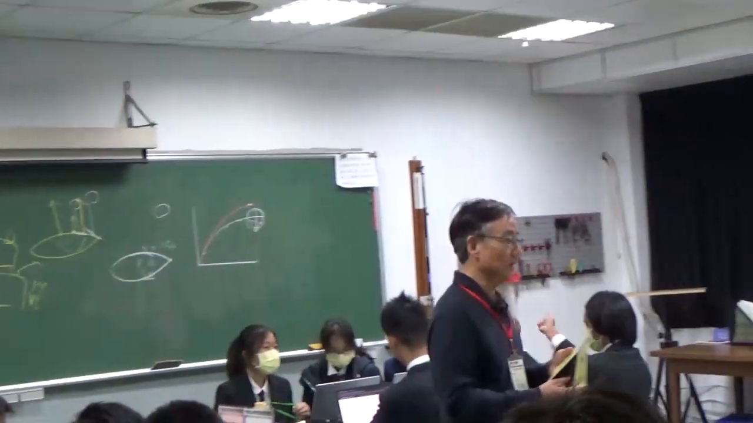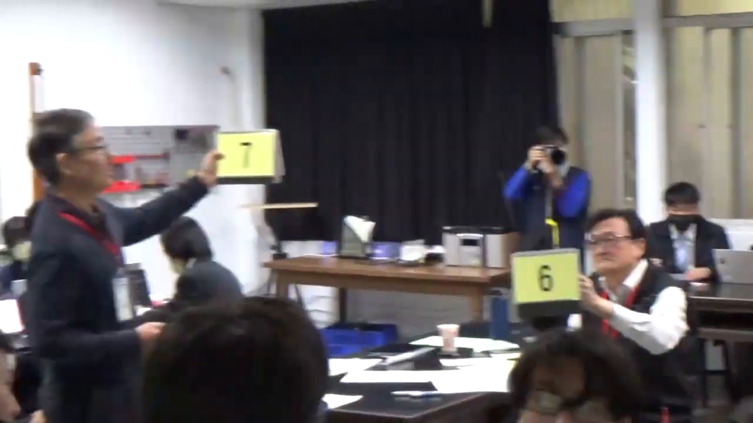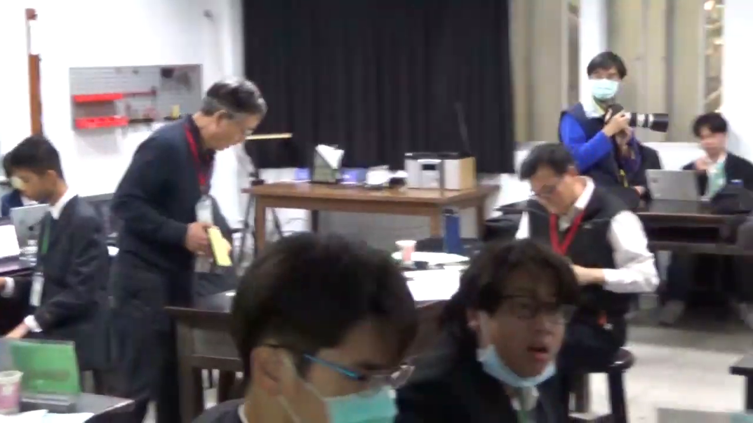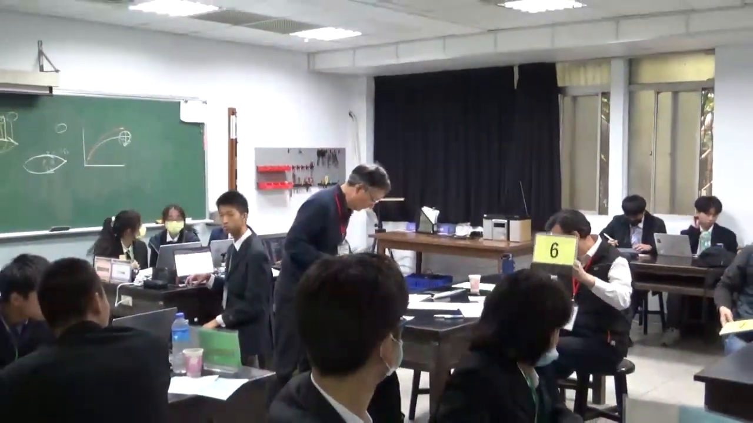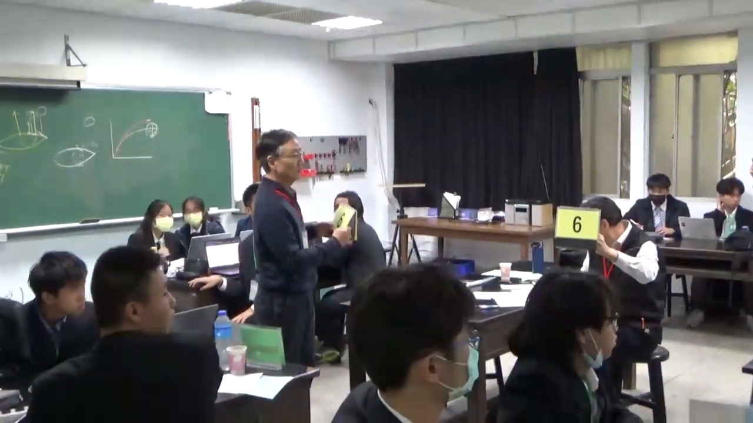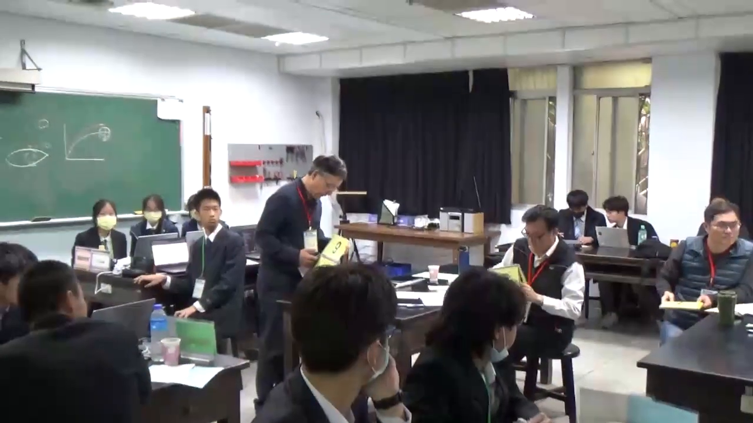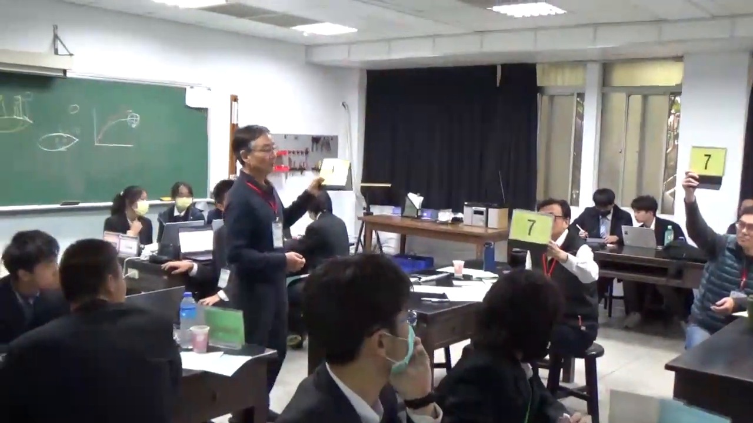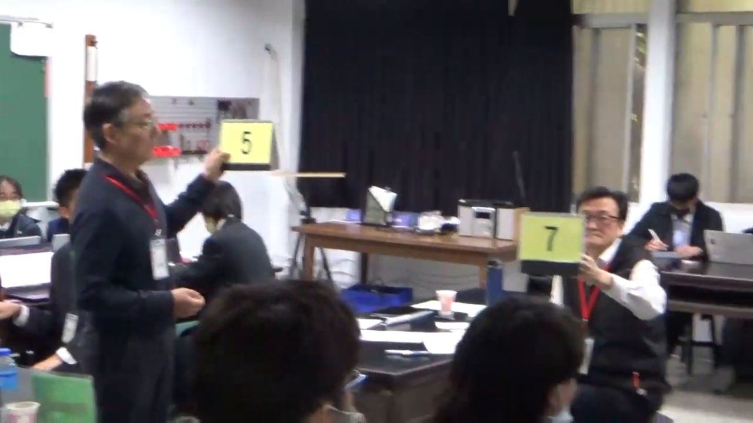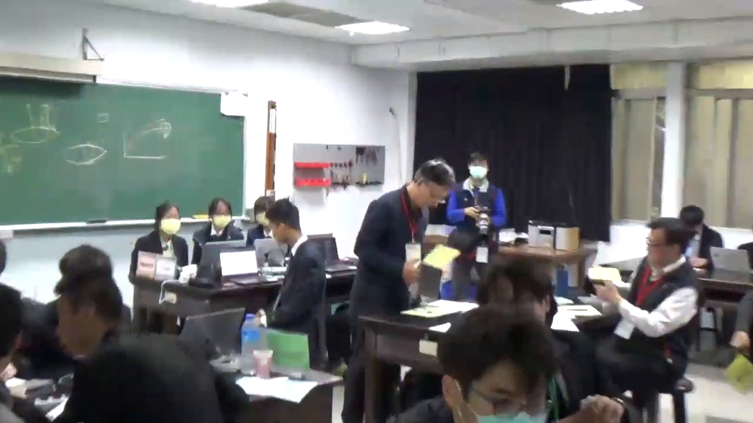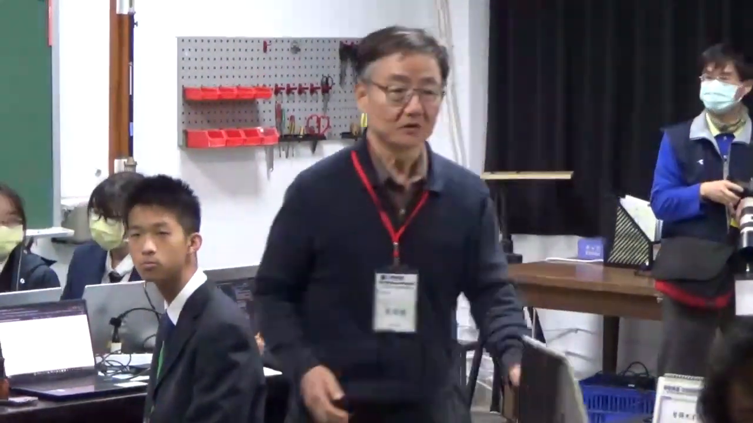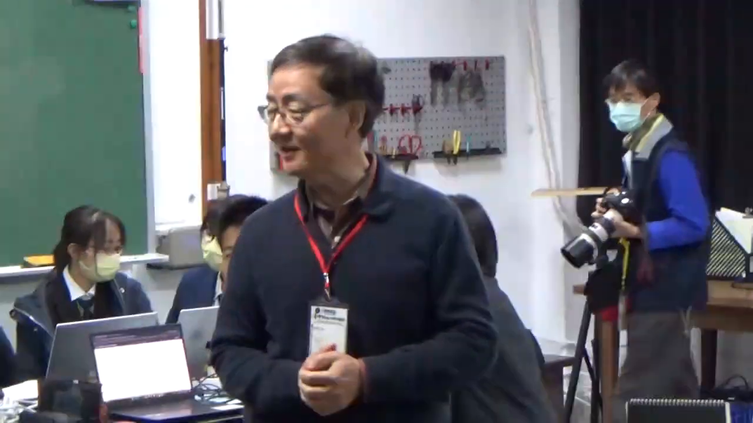For the reporter's grade, there are 7, 6, 6, 5, and 7. For the opponents, the grades are 6, 6, 7, 6, and 6. For the reviewer, the grades are 5, 7, 7, 7, and 7. If there's no objection, we'll have a 2-minute break.